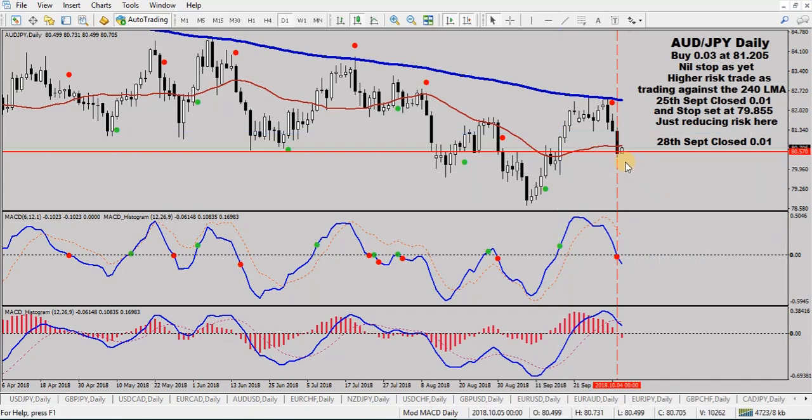Let's see that one in the spreadsheets. And as a result, there was enough criteria to take a new sell trade this morning. So we're now in a sell trade, basically reversed. Closed out the remaining buy, took a new sell trade. That's Aussie yen.